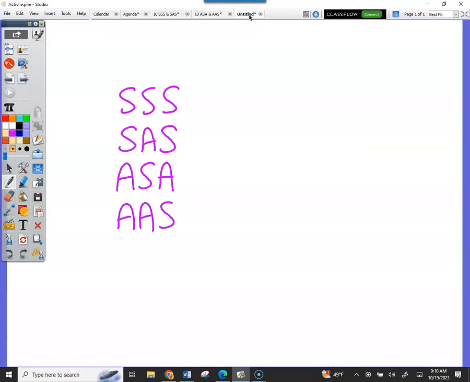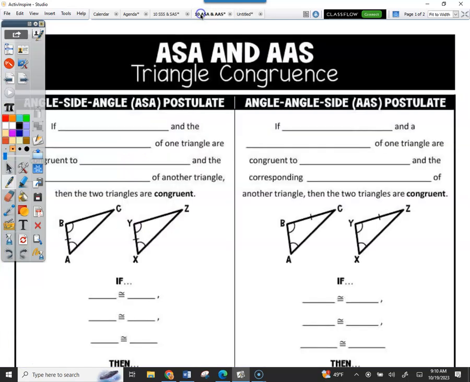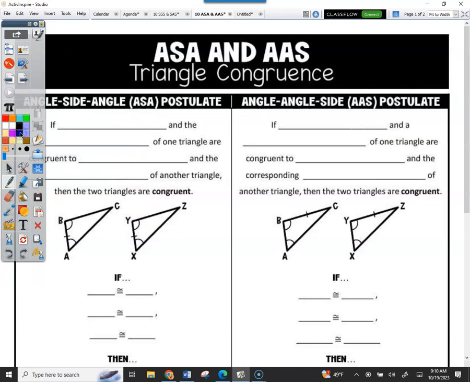So these are the shortcuts. Now, we've learned these two. These next two are the same mindset, concept, approach. Everything's the same. The difference is the location of the congruent marks. That's the difference, okay? All right, so let's dive in.